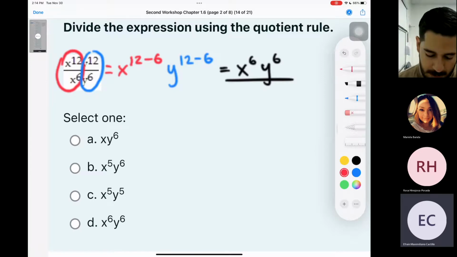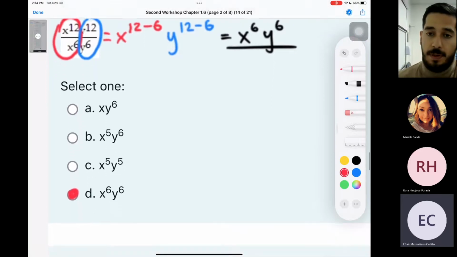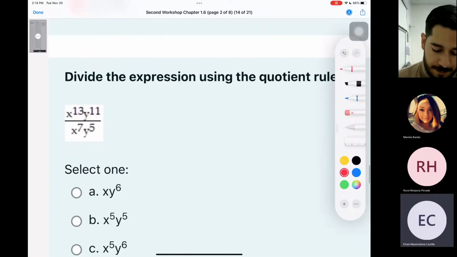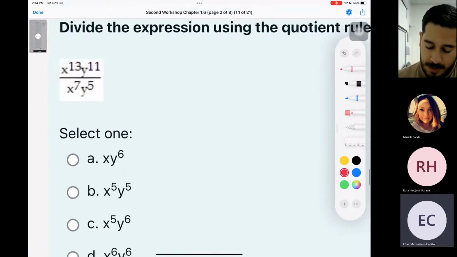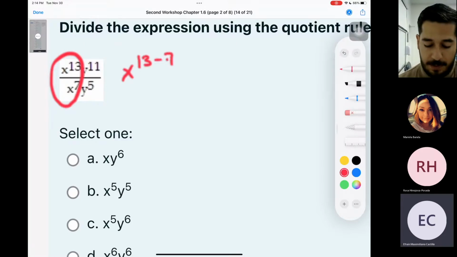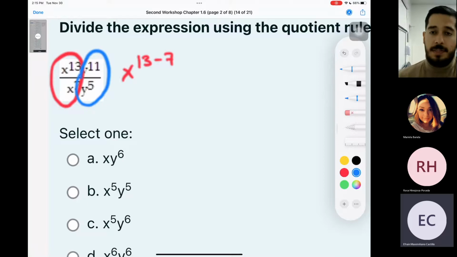This should be my answer over here. Again, division means subtraction of exponents. I have the x's in here. I'm going to go ahead and divide the x's. So x divided by x is x. I have to subtract the exponents, 13 minus 7. And then I'm going to do the same thing for the y's. So 11 minus 5.